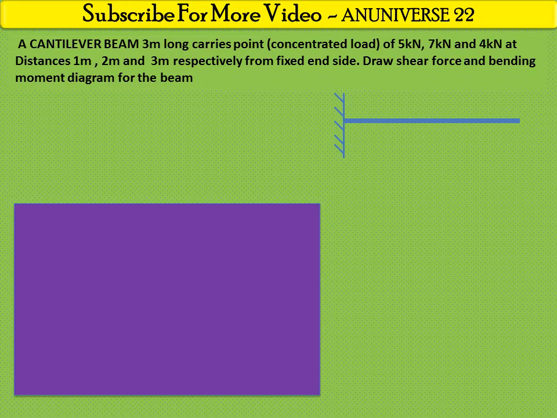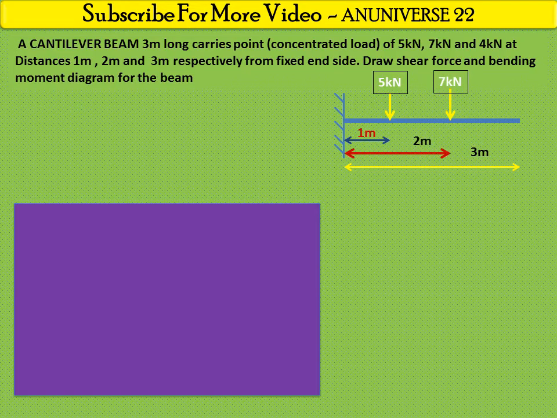So it is a cantilever beam. The first load is 5 kN, acting 1 meter from the fixed end, and the length of this beam is 3 meters. The 7 kN load is acting 2 meters from the fixed end, and this 4 kN load is acting at a distance of 3 meters from the fixed end, at the free end of the beam. Before drawing the shear force diagram, we first learn the sign convention for shear force. These are the points A, B, C, D.